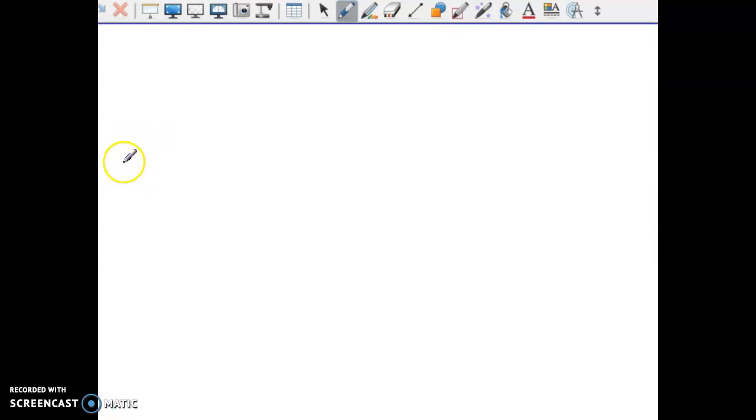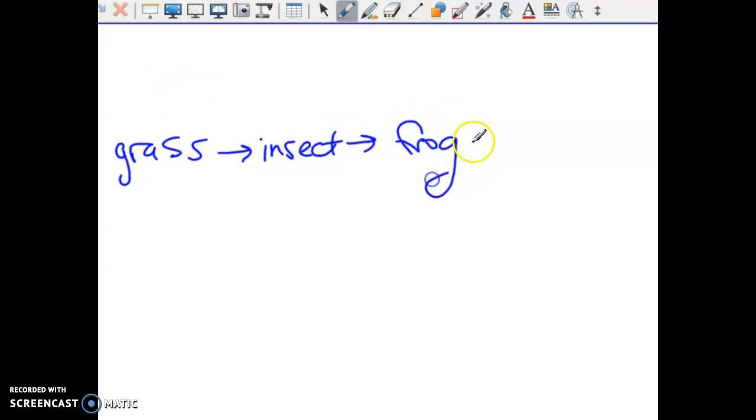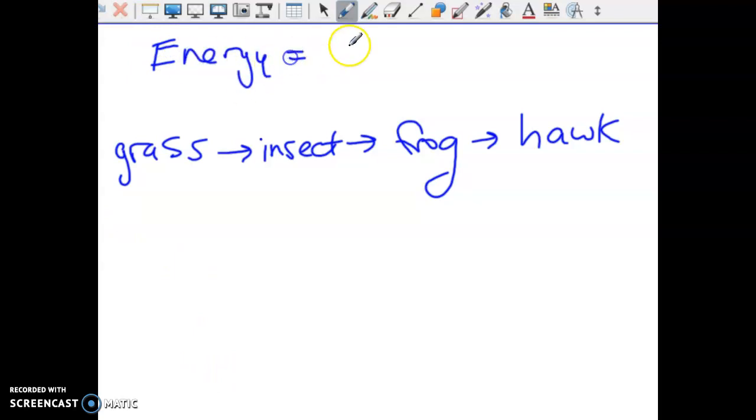Right? So let's say we had grass. Let's say then I had some sort of insect. Okay, then I have, let's say, a frog. And then let's say I had a hawk. Okay, hawk eating the frog. So let's imagine that the grass has, and the unit for energy is called joules. Okay, sometimes a capital J is the symbol for that.